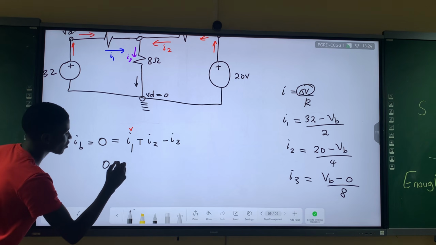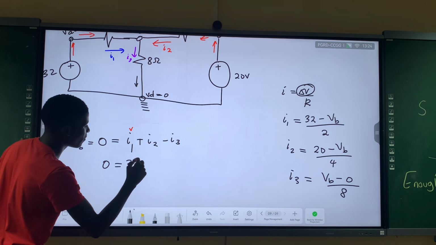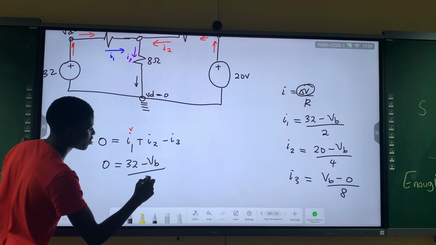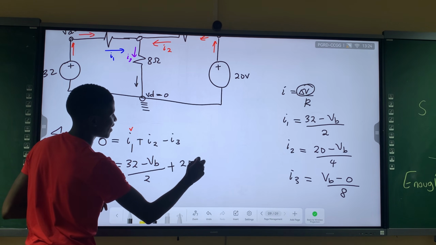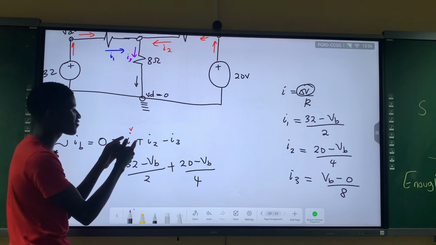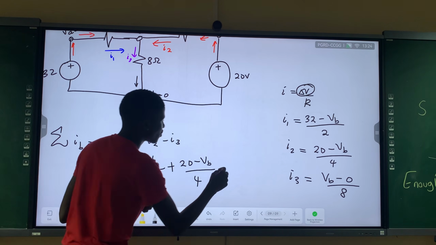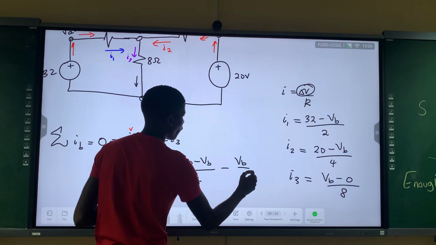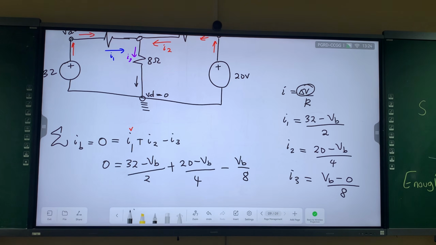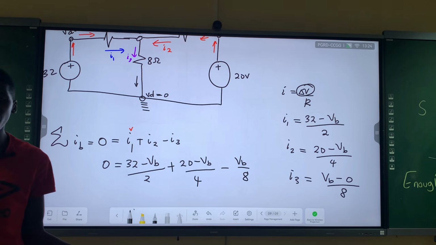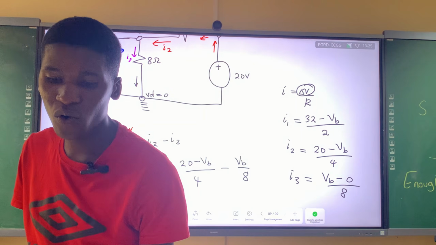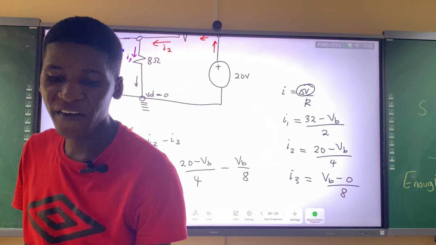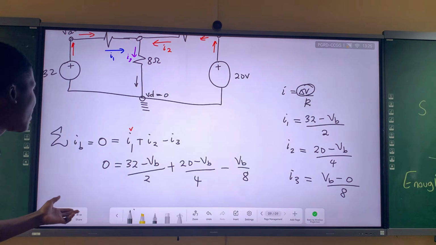So this is 0 equals, where there is I1, 32 minus Vp over 2. Where there is I2, 20 minus Vp over 4. Remember, Kirchhoff's law has already assigned a sign. So this is minus Vp over 8 equals 0. Here, the only unknown is Vp. You don't have to do anything else. You solve for Vp. If the question wants Vp, then solve from here, because it's very simple.